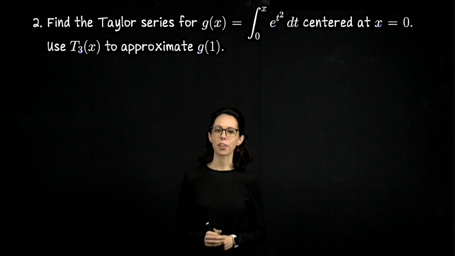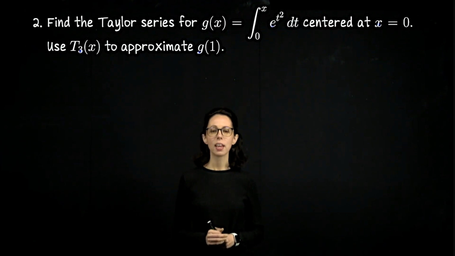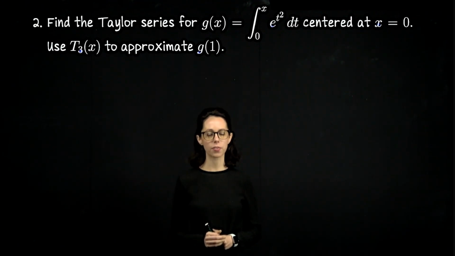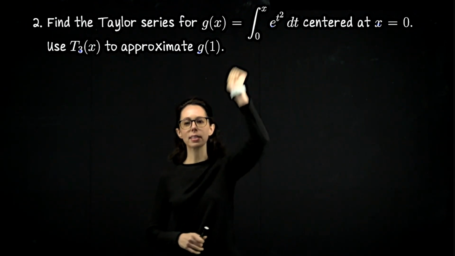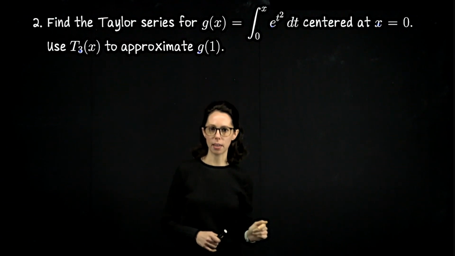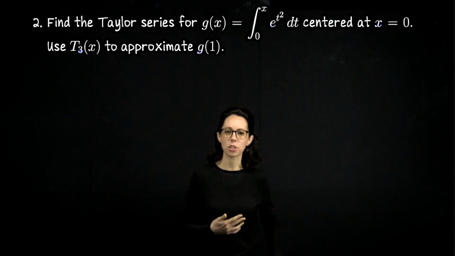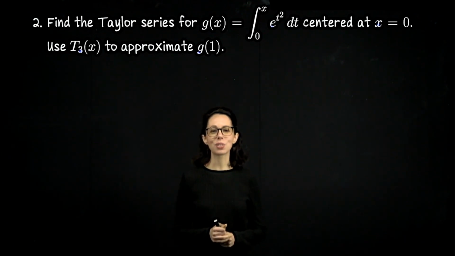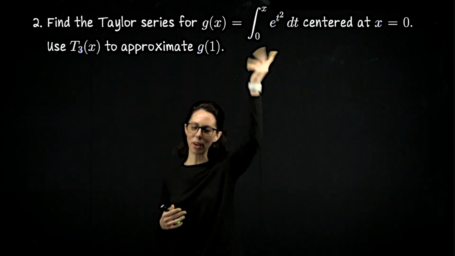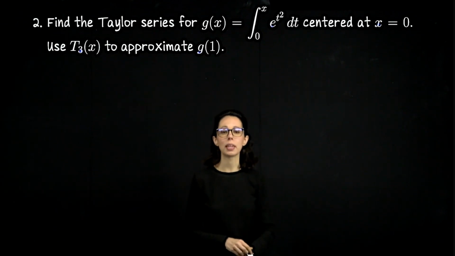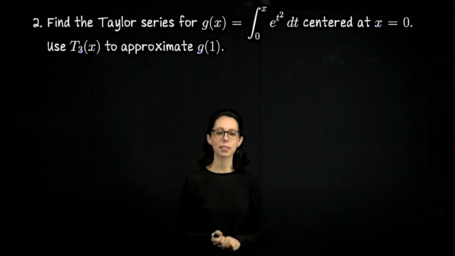Let's use the Taylor series that we just found for e to the x to write down a Taylor series for this function g of x, which is being defined as the integral from 0 to x of e to the t squared dt. This is not a function that we can write down in terms of nice elementary antiderivatives. So anytime you want to tackle this kind of integral, you have to use some sort of technique. And the technique here is going to be to use the Taylor series for e to the x.